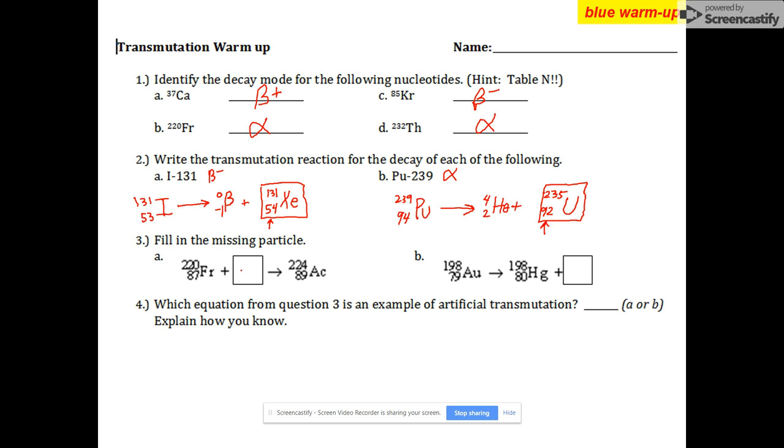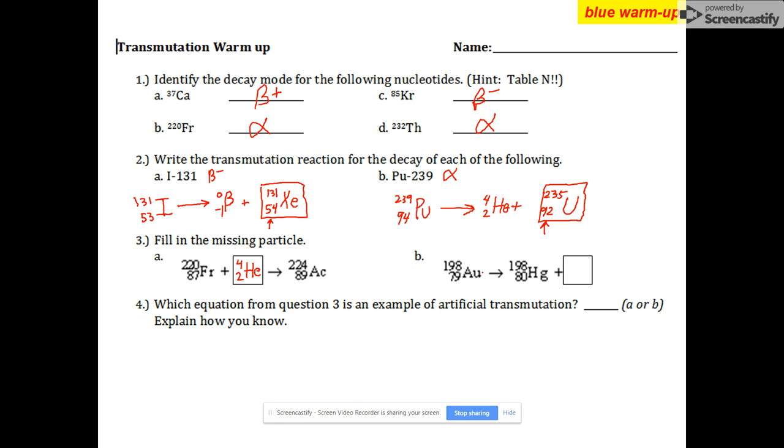Okay, this one is easier. These two particles are being smashed together. Francium and something makes this particle. 87 plus what makes 89? That has a charge of 2. 220 plus something makes 224. And 4, oh, well, this is helium, or you could draw it with an alpha symbol there instead of the He.